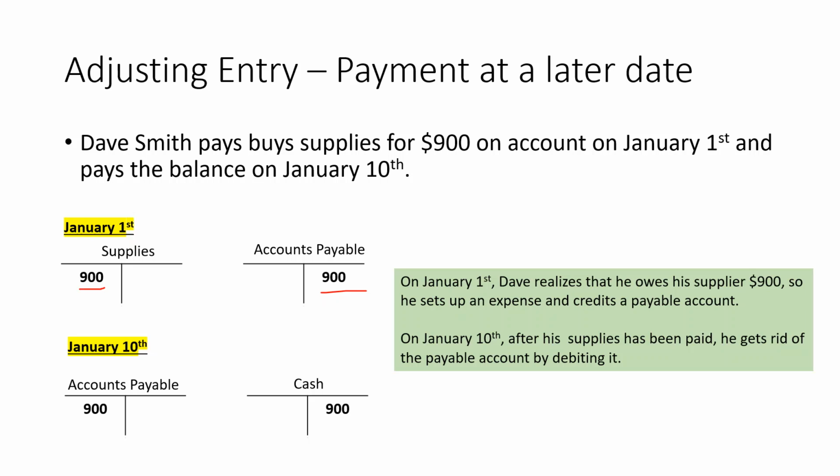And later on January 10th, when he does make the payment, that legal obligation of accounts payable is gone. So you de-recognize accounts payable by decreasing the liability by debiting accounts payable for $900, and you credit cash for $900. In this case, on January 10th, you're decreasing the liability and decreasing an asset, because you're paying the $900 of balance, you're giving up $900 of cash.